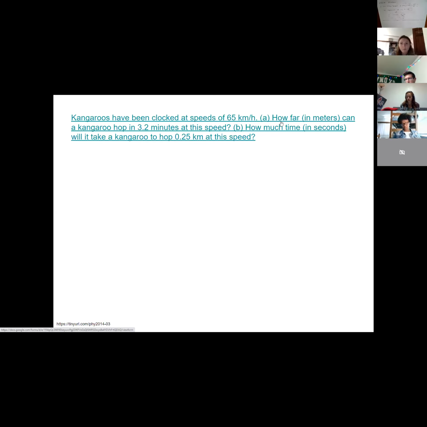For A here, it's asking you how far, in meters, can a kangaroo hop in 3.2 minutes. So you probably want to convert the speed into meters per minute first. Or you can do kilometers per minute first, and then your answer will be in kilometers, and at the end you can convert kilometers to meters. Again, I will give you a few minutes on this one to try it out, and then we can look at the solution together.